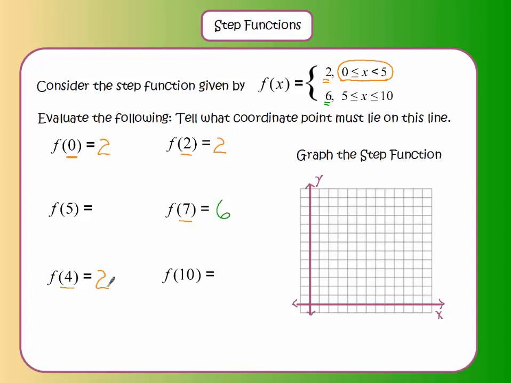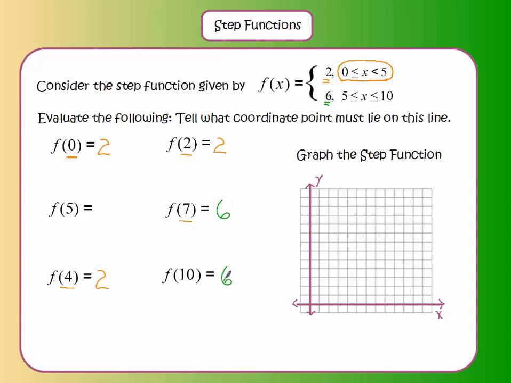And lastly, well, I guess second to last, f of 10. Okay, so I look and I see that f of 10, I find it is not between 0 and 5. It is between 5 and 10 included. So I must have 6.